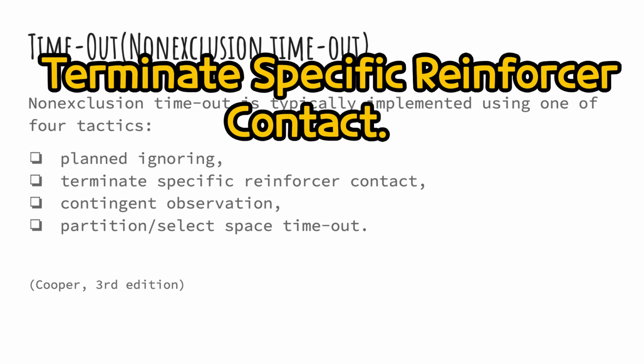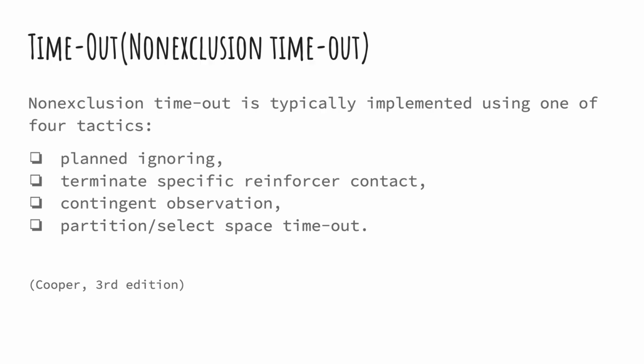Terminate specific reinforcer contact. This tactic involves immediately stopping or removing access to a specific positive reinforcer or rewarding stimulus contingent upon the occurrence of the problem behavior. Let me give you an example. If a child is throwing a tantrum to get candy from the grocery store, the parent may decide to terminate specific reinforcer contact by refusing to buy the candy, thereby removing the opportunity for the child to obtain the desired item.